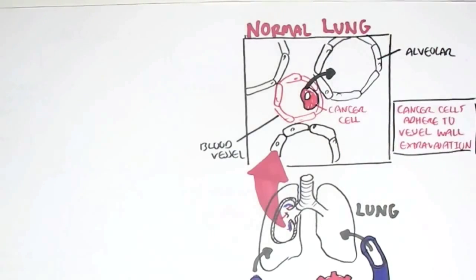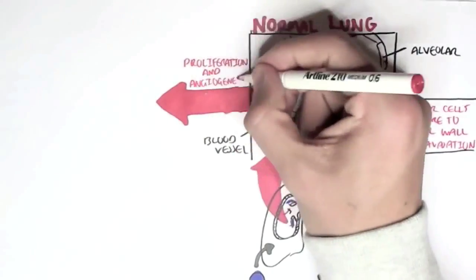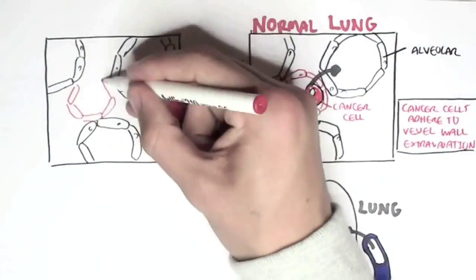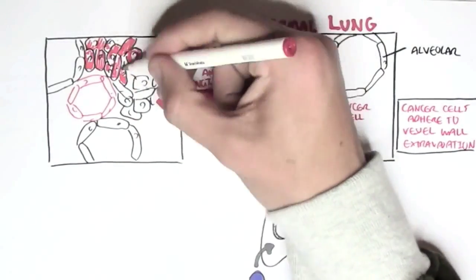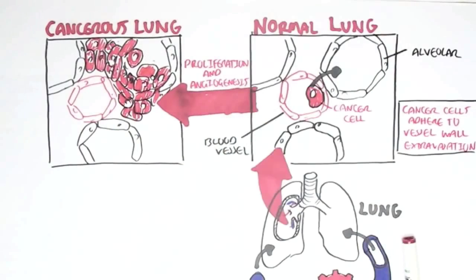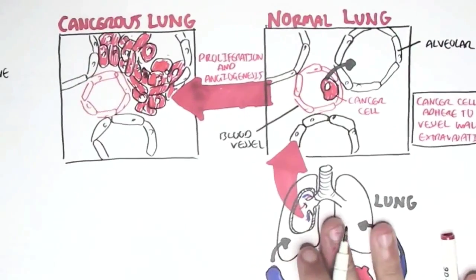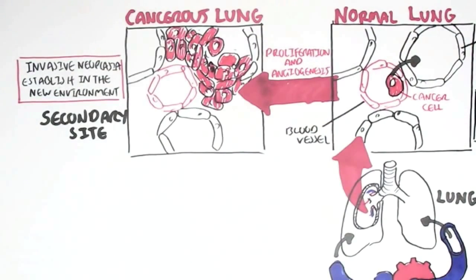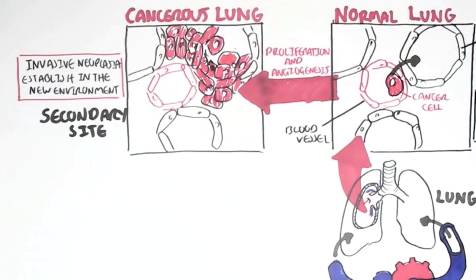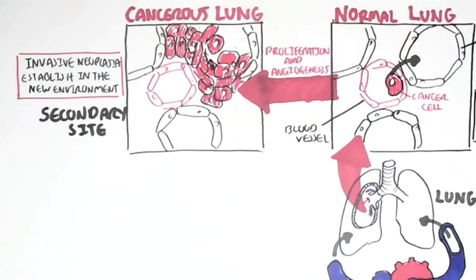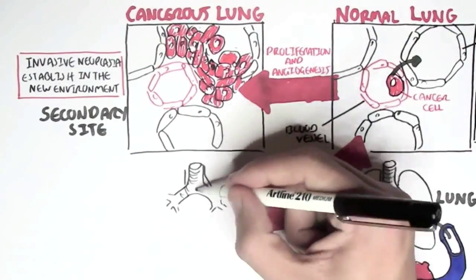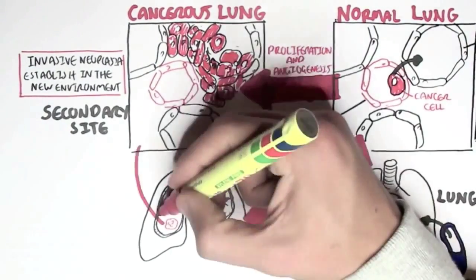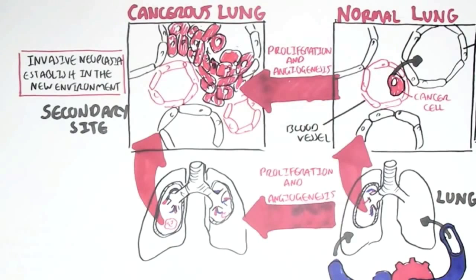From here, the cancer cells will proliferate and also cause angiogenesis. And through this, it will form a tumor. It will form a neoplasia. So now, this is referred to as a cancerous lung. So what happened is that the invasive neoplasia established itself in a new environment, and this new environment is the secondary site. Remember, the primary site was the breast, and because the cancer has spread to the lungs, the lungs are known as a secondary site. So looking at it from an external view, the lung here will develop tumors, and this is what it would look like if we zoomed in. And this is caused by the proliferation of the cells as well as angiogenesis.